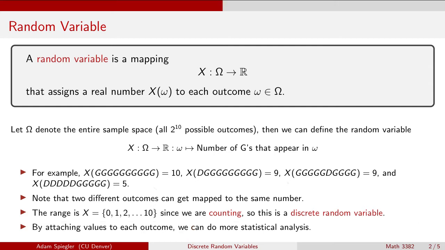And what's the point of all of this? By attaching values to each of these outcomes, it's going to allow us to do more statistical analysis. How many good batteries should we expect in each shipment? What's a reasonable spread of values that we might expect for the number of good batteries, and so on.